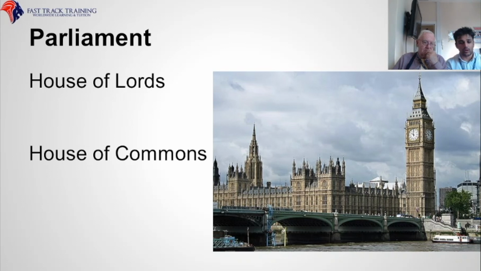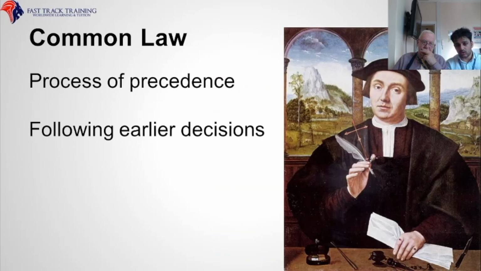The House of Commons is for the common people, members of Parliament or MPs, that's for you and me to get to power. The House of Lords does not have the power, the House of Commons has the power, and the power goes with the common people. Common law is based on the process of precedence, meaning that earlier cases dictate the future. So we follow earlier decisions, and this was made during this time.